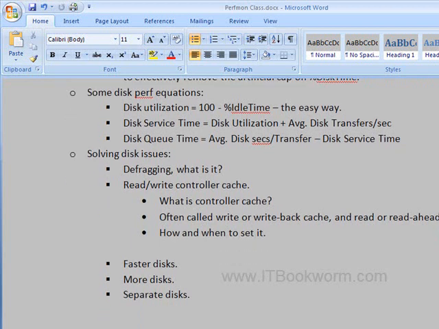Solving disk issues. Did we talk about disk queues last time and what disk queues actually mean and how to tell what a good disk queue is versus a bad disk queue? We didn't talk about that? Okay. Of course, a disk queue is simply when you've got a line of work to do, right? It's a queue. You got a line of work to do, and the disk can't keep up with it, so it puts it in a queue and services it as it comes in, right?